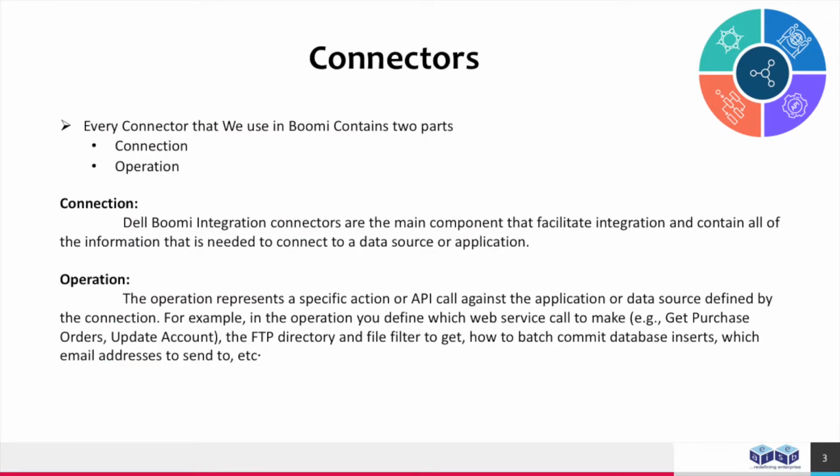Every connector that we use in Boomi contains two parts: connection and operation. Connection: Dell Boomi integration connectors are the main component that facilitates integration and contain all of the information that is needed to connect to a data source or application. Operation: the operation represents a specific action or API call against the application or data source defined by the connection. For example, in this operation, you define which web service call to make, for example get purchase orders, update account, the FTP directory and file filter to get, how to batch commit database inserts, which email addresses to send to, etc.